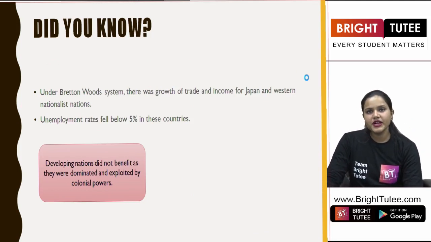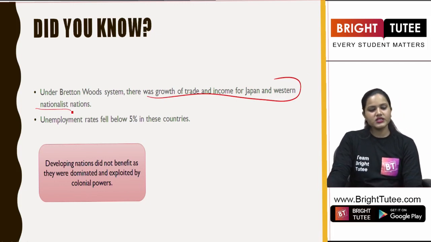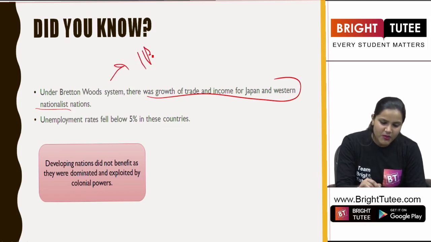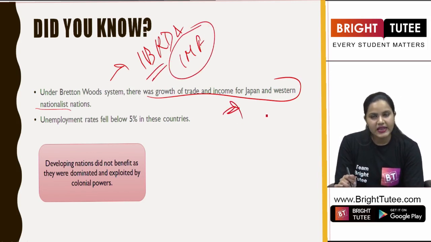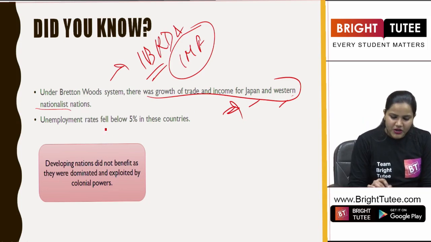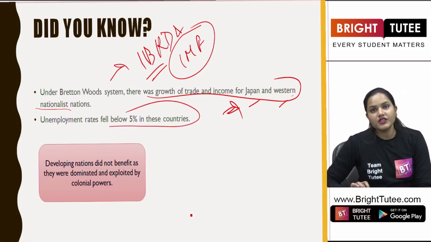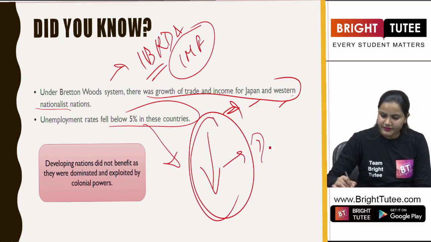Now there is some other information that you must know here. Under the Bretton Woods system, there was growth of trade and income for Japan and other Western nations. Here, under this Bretton Woods system, IBRD and IMF were the two institutions. So there was this growth of trade and income for Japan and other Western nations. Unemployment rates fell below 5% in these countries. Now what are we seeing? We are seeing some positive changes here, that the unemployment rate was now declining, right?